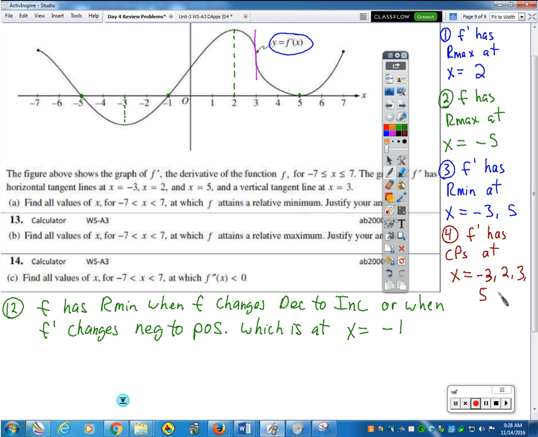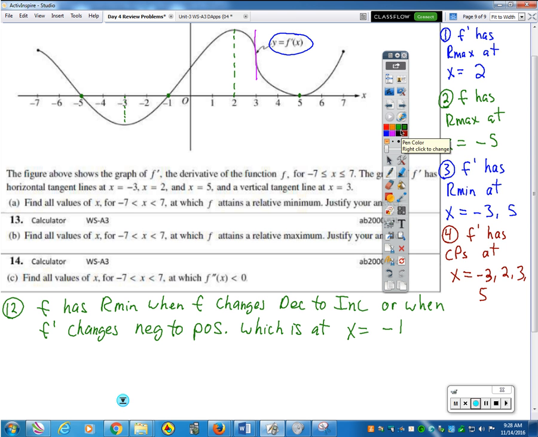Let me just say it one more time, maybe a little differently. The thing that confuses people is that the keyword is any function. So if I'm trying to find out if f prime has a critical point, the function I'm talking about is f prime. I look at the graph of f prime and I need to see where the tangent slope of f prime is 0 or undefined.